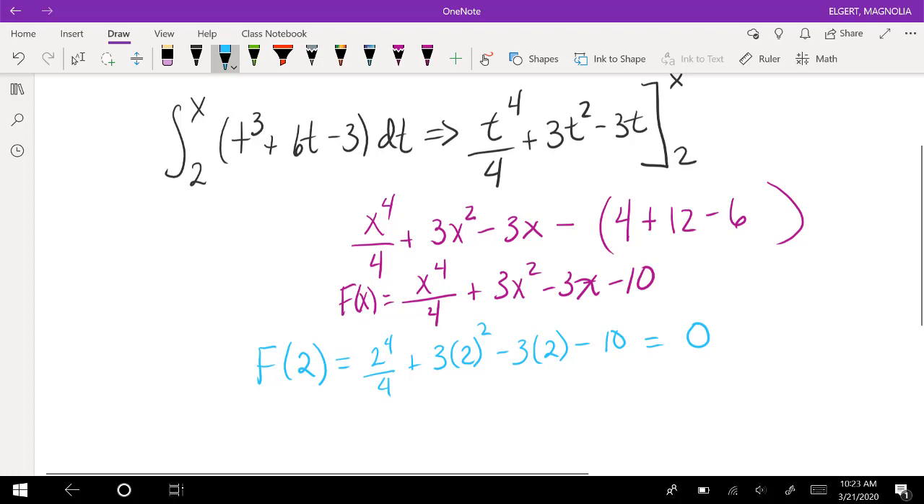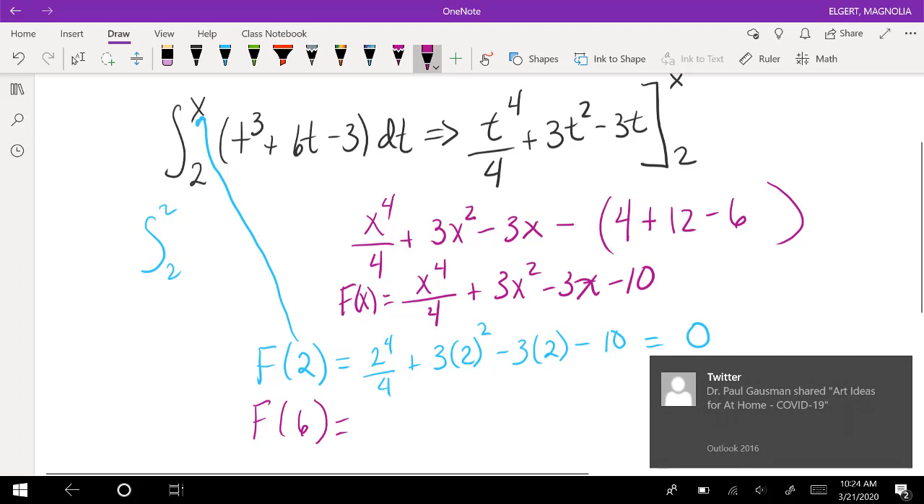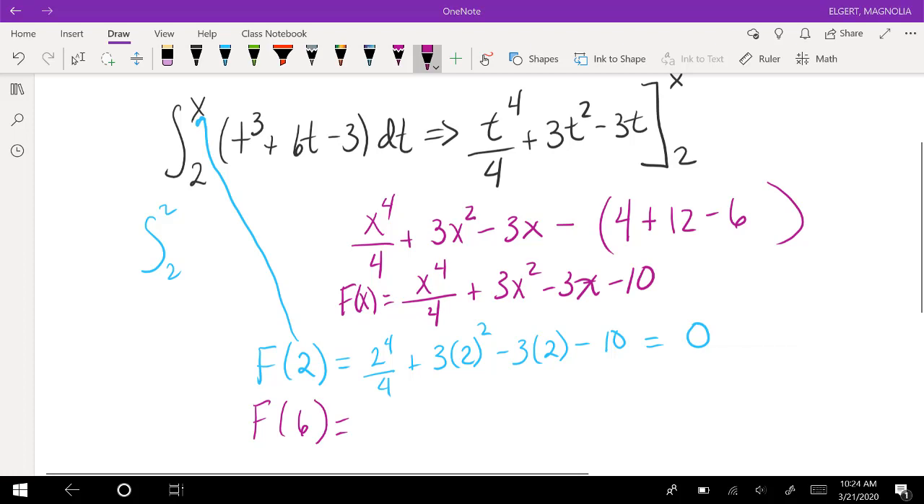Well, if I put 2 in for x, go back up here. That means I would be integrating from 2 to 2. Do you remember that property? If your a and b are the same, it's 0. So there's one of those properties that are good to remember. Let's try another one. Let's integrate f of 6. Will this one give me 0? No, it's not. It's going to give me a bigger number than that.